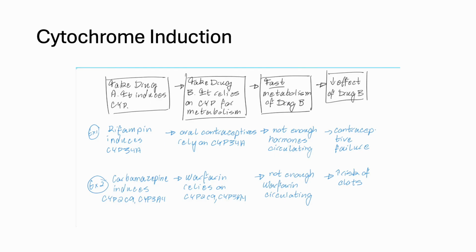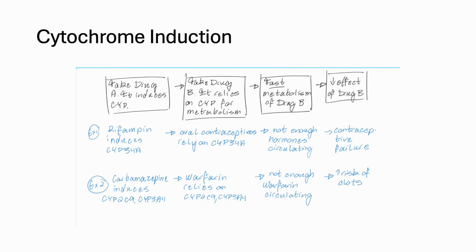Rifampin is an antibiotic that's used for tuberculosis. It's the primary antibiotic that's used for tuberculosis. It induces one of the cytochrome enzymes. Oral contraceptives rely on cytochrome P450. If you have your oral contraceptives super fast metabolizing and there's not enough in the bloodstream, which means not enough of the appropriate hormones circulating, you are going to have contraceptive failure. You're going to have a decreased effect of drug B.